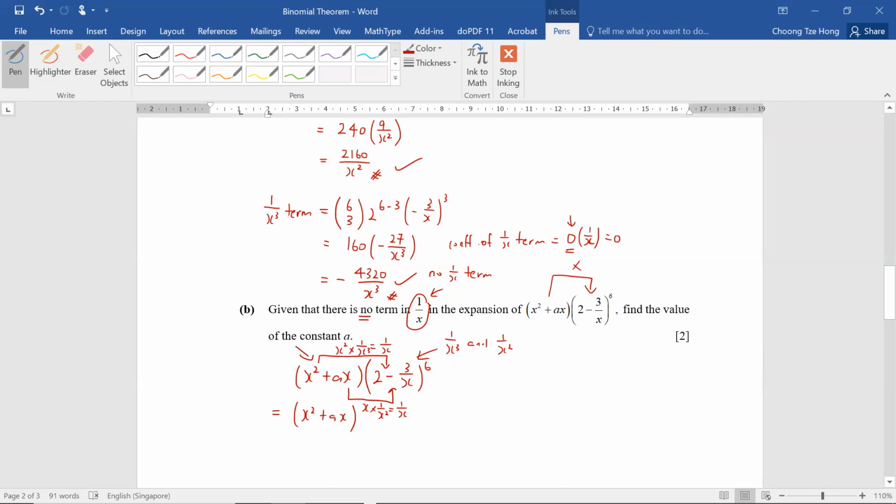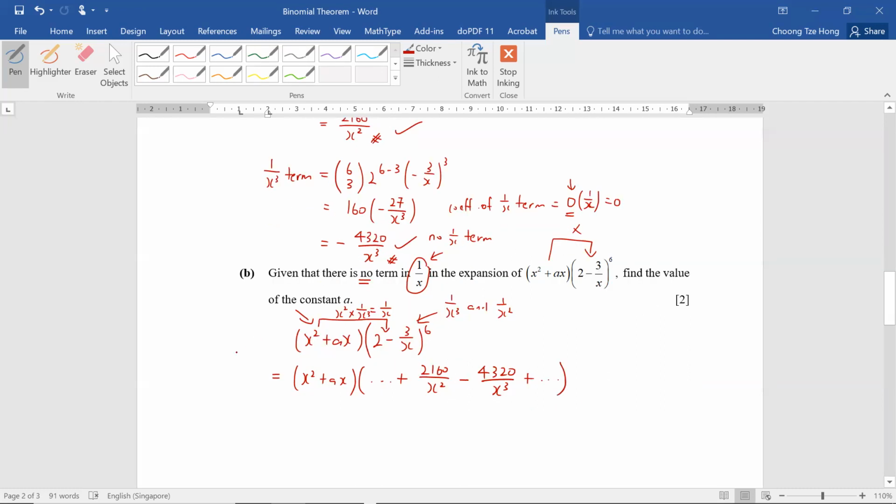So let's do it. We need the 1 over x squared term and the 1 over x cubed term, which we are going to take from part A. So just write dot dot dot. The 1 over x squared term is 2160 over x squared. The 1 over x cubed term is 4320 over x cubed. Then you get this, right?